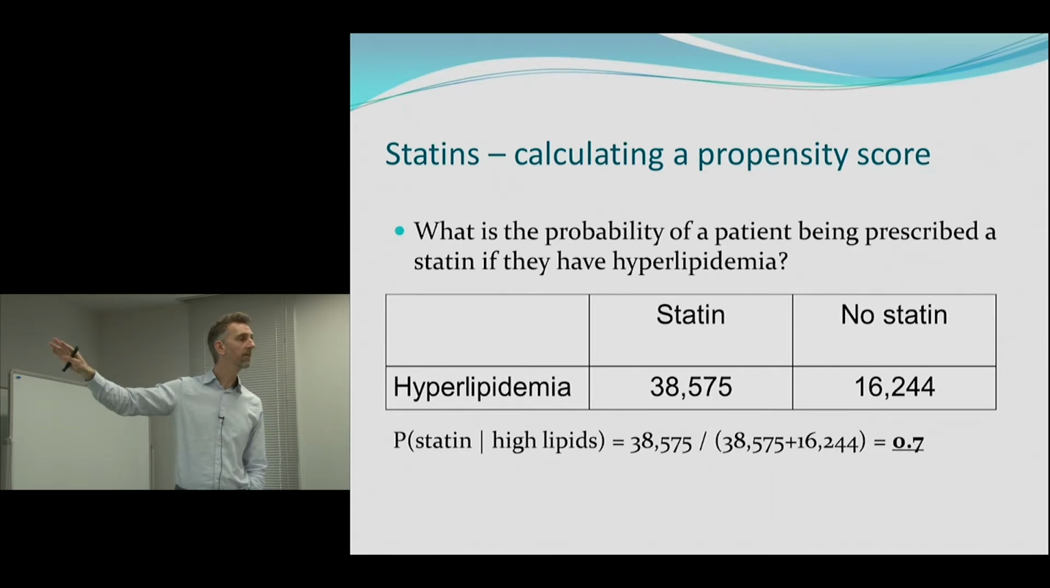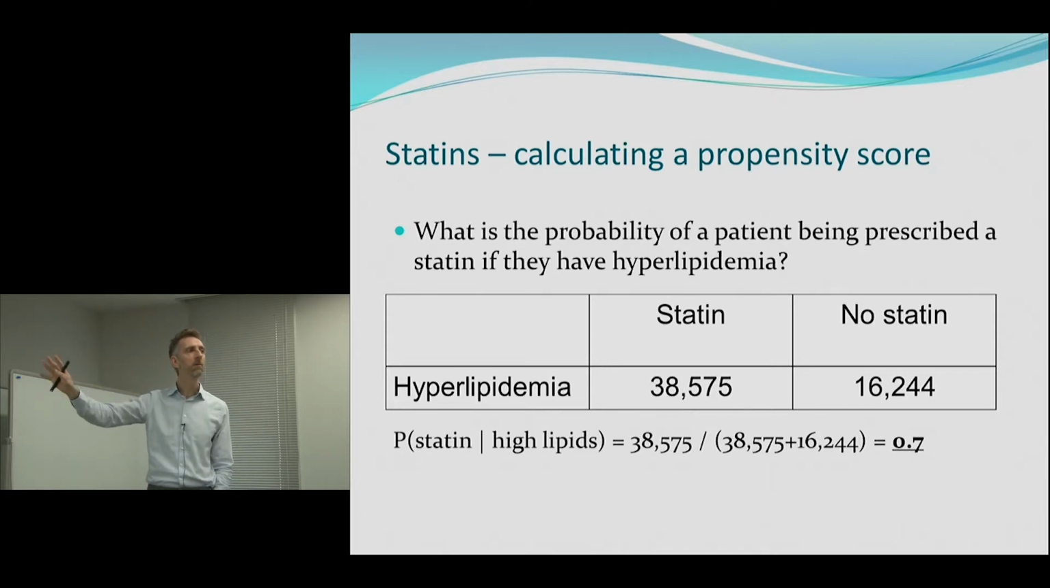So that includes the people who are not prescribed a statin, okay? This is a really, really important point to get, that everybody with high lipids would have a propensity score of 0.7. Some of them will have got a statin, some of them won't have got a statin, okay? But that would be the score for everybody with high lipids.